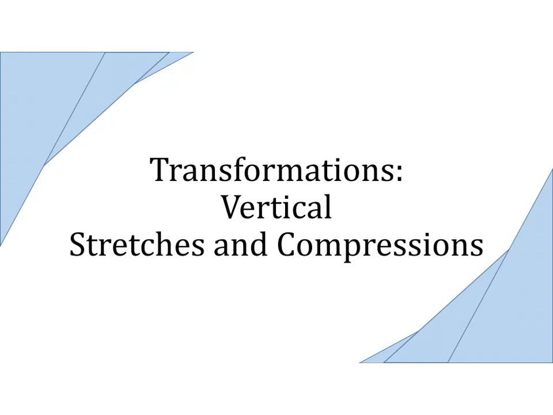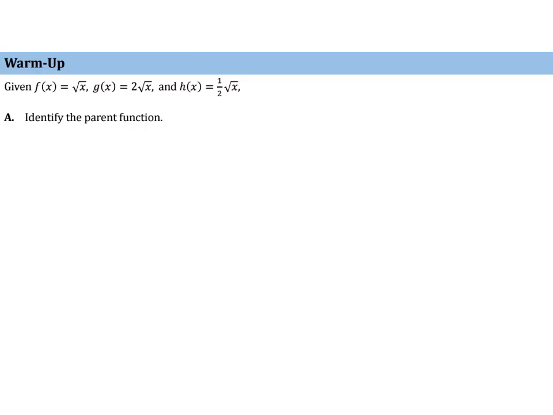Now that we've seen horizontal stretches and compressions, let's look at vertical stretches and compressions. Now, since this is vertical, we will see a change in the output of the parent function. So here, notice we have our square root function that we've been examining. And notice here, we have a multiple of 2 after the square root. Likewise, a factor of a half after the square root. So the parent function is again f of x equals the square root of x.